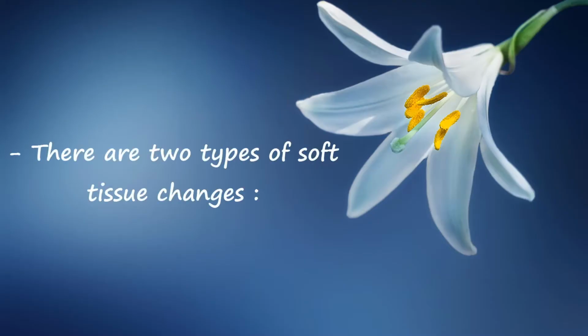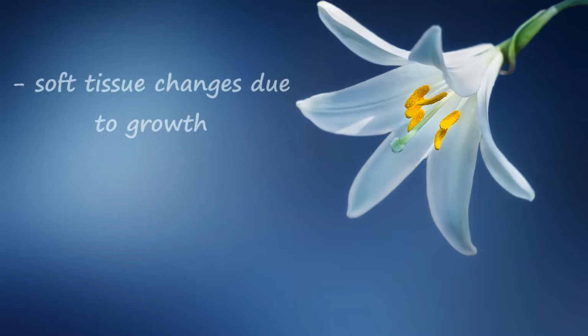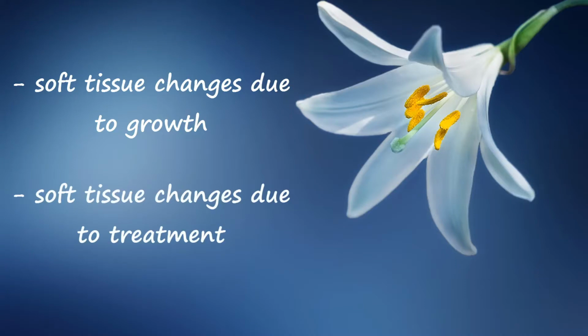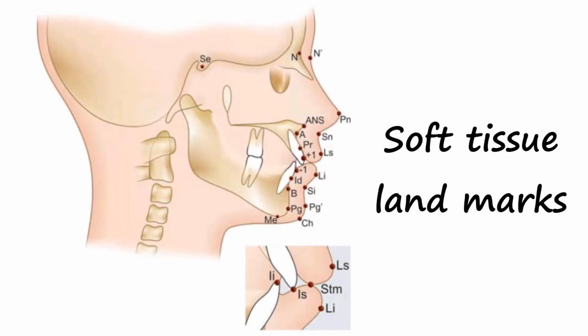There are two types of soft tissue changes: soft tissue changes due to growth, and soft tissue changes due to treatment. Facial muscles lengthen with facial growth, which increases the likelihood of lip competence. The timing of the greatest overall change of the soft tissues occurs between 10 and 15 years of age in girls, with a majority of the changes having occurred by the age of 12 years. But in boys the greatest overall change occurs between the ages of 15 and 25 years.